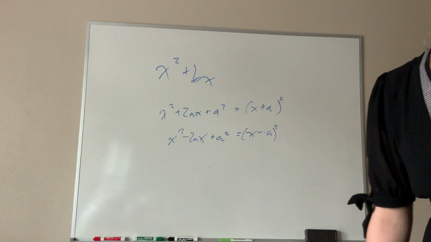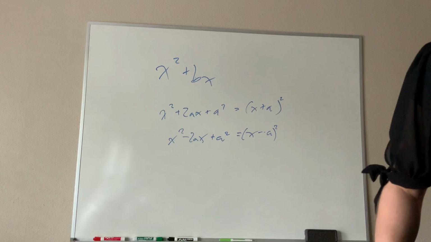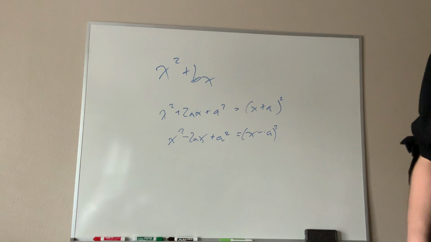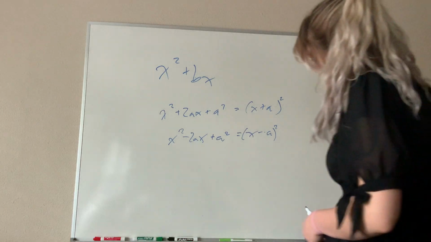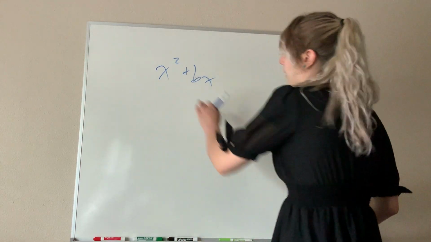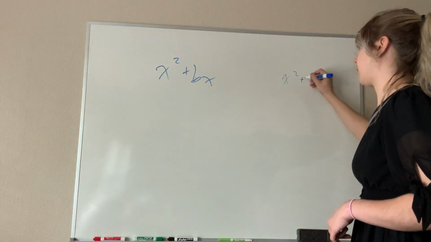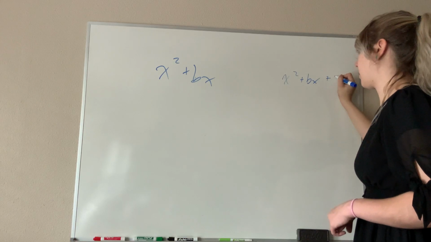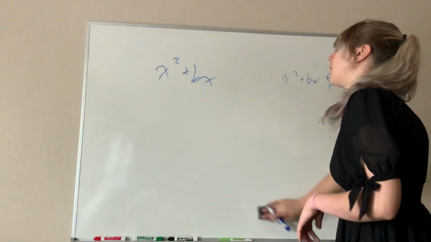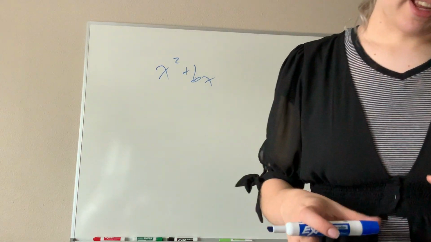So they want you to add a number in order to complete the square. So we're going to take x squared plus bx and make it look like x squared plus bx plus c, that last number. But it's going to be a perfect square like what we had done earlier. And how we do that is by adding a number.